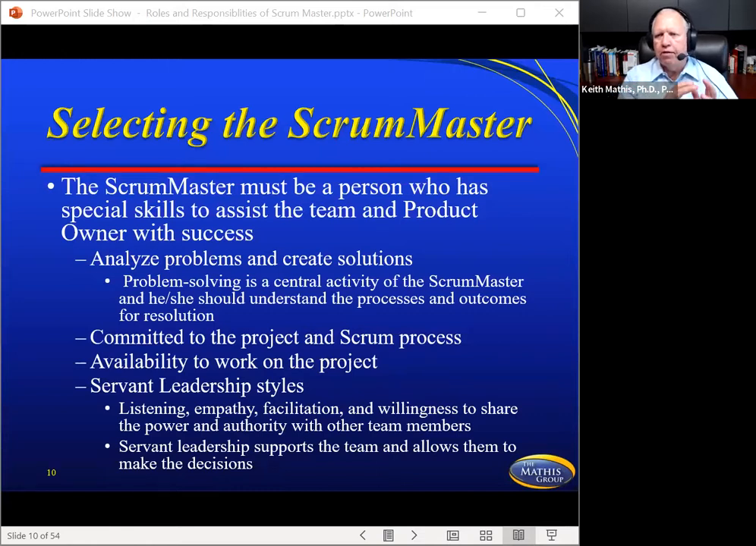So commit to the project and Scrum process, availability to work on the project. That Scrum Master has to be able to make those shifts when they're doing this. And going back to that servant leadership style, listening, empathy, facilitation, willingness to share the power and the authority with other team members, all of that comes under that umbrella of servant leadership. Servant leaders support the team. They allow them to make the decisions. And you're making suggestions, you're making recommendations, but you're not coming in heavy-handed, if that makes sense. You're not coming in overpowering, if that makes sense. And so you're trying to get them to make that decision.